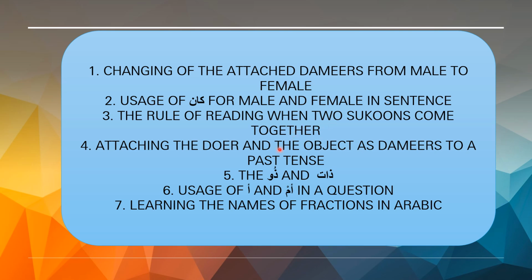Then attaching the damirs in jumla failure, when the fail and the object or maful bihi comes as a damir and not as a noun. So how the two damirs for doer and object are attached to a past tense. Then the usage of do and that. There is also an exercise in this lesson.